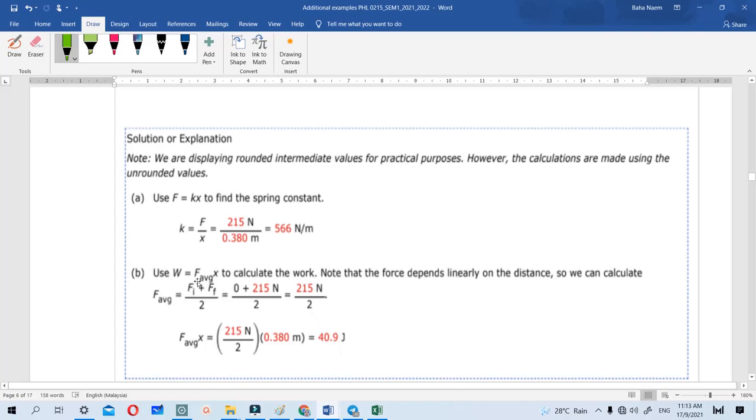In the case here, what really happened is they find the average force, okay? The average force, and then times the displacement, okay? Times the displacement. So arriving with 40.9 joule. Now, I would like you to try, what if you are using this version, half kx squared. Will you arrive with the same answer or not?